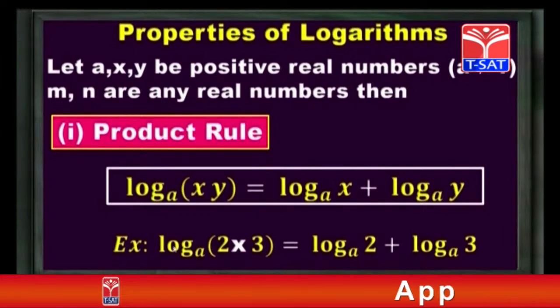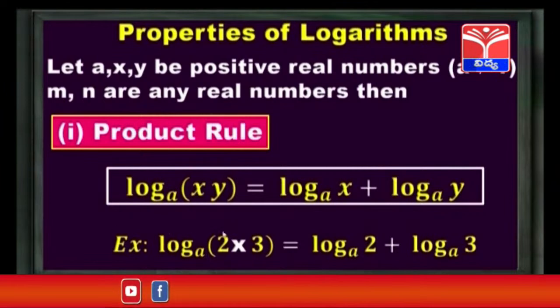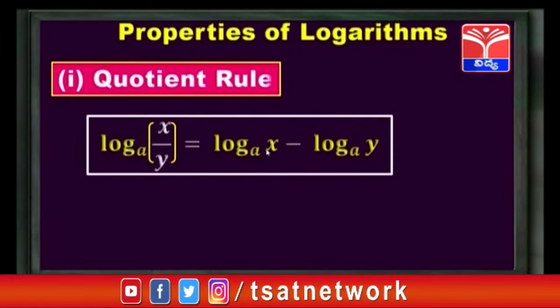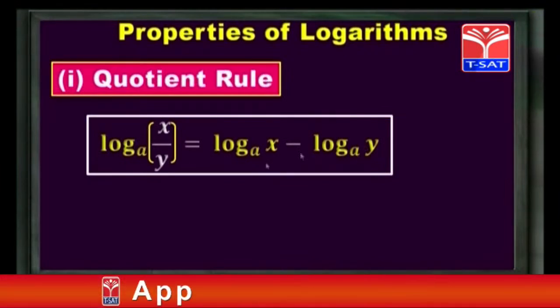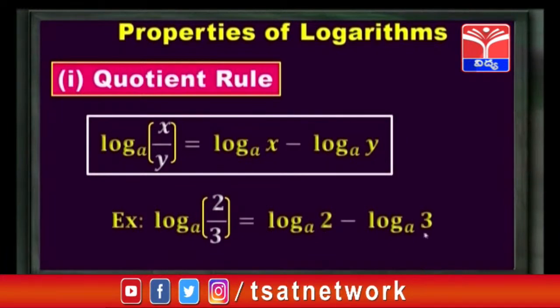So example, log 2 into 3 is equal to, we can say log 2 plus log 3. Here you should observe the base always same. Now the second property, log x by y is equal to log x to the base a minus log y to the base a. This is called quotient rule. Log x by y is equal to log x minus log y. The example, log 2 by 3 is equal to log 2 minus log 3.